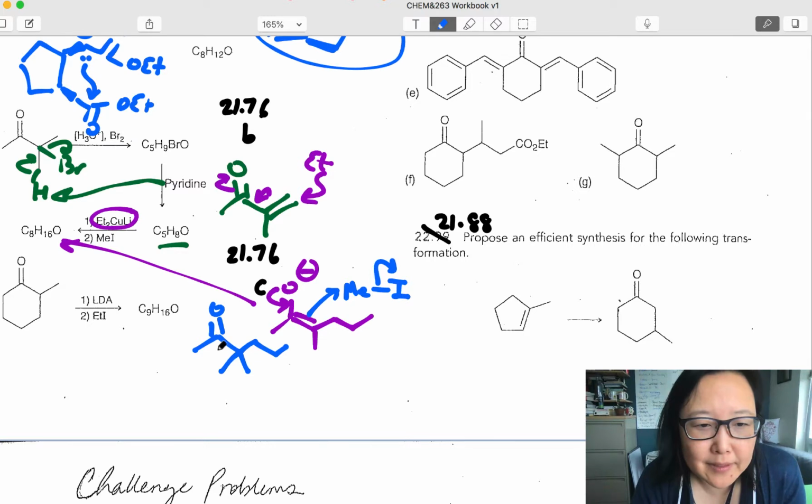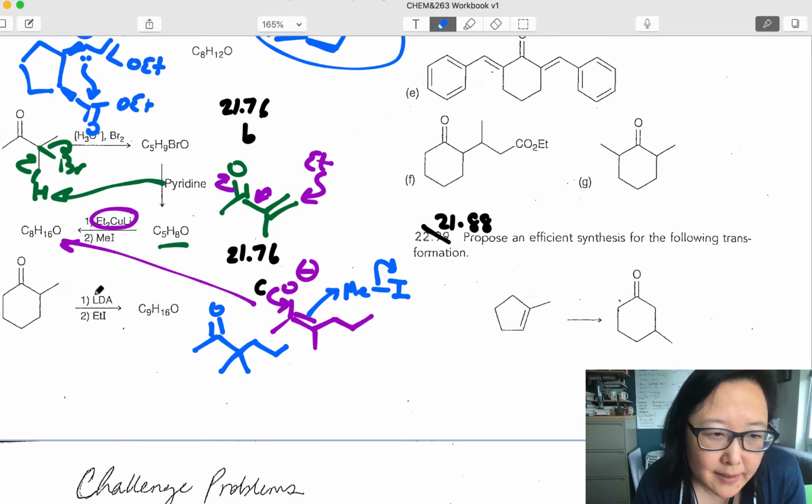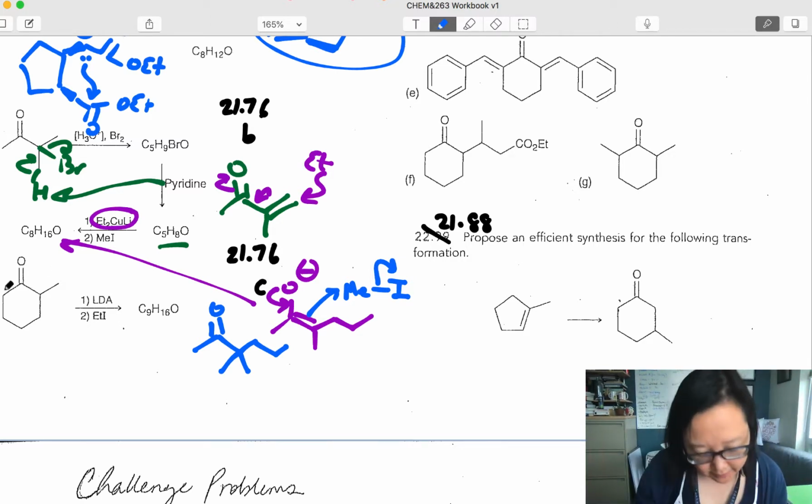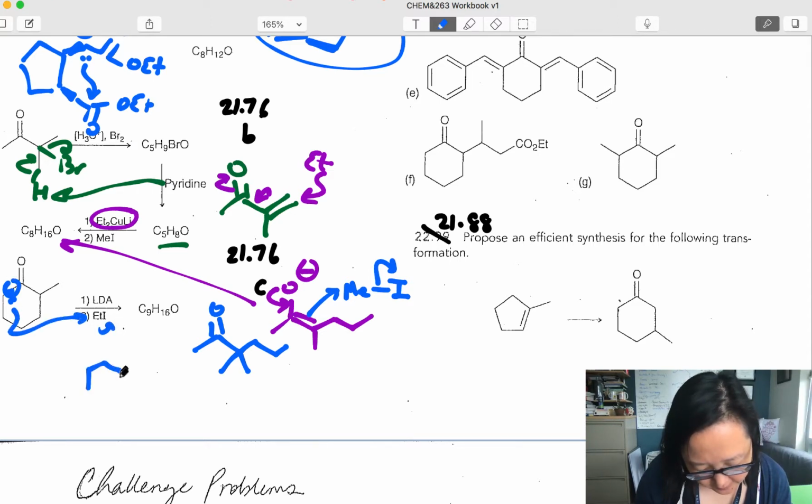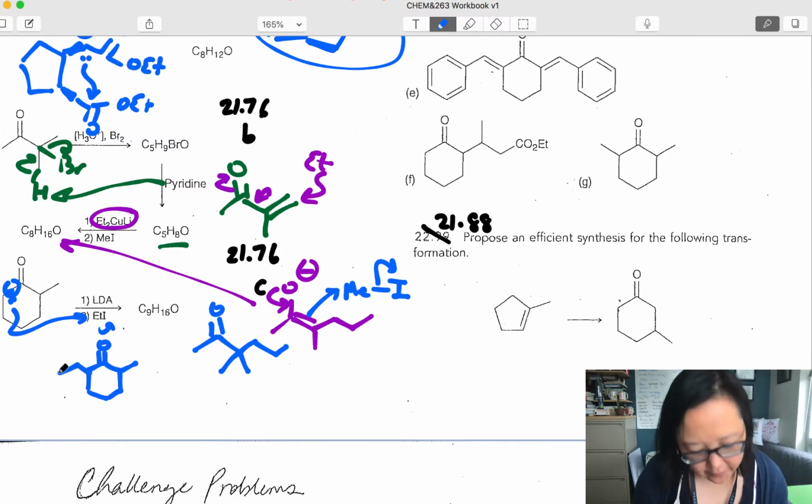All right, so now 1, 2, 3, 4, 5, 6, 7, 8. Good. And my last one is LDA, which makes the kinetic enolate over on this other side over here. Then that's going to attack ethyl iodide. So my compound here is going to have methyl on this side and ethyl on that side.